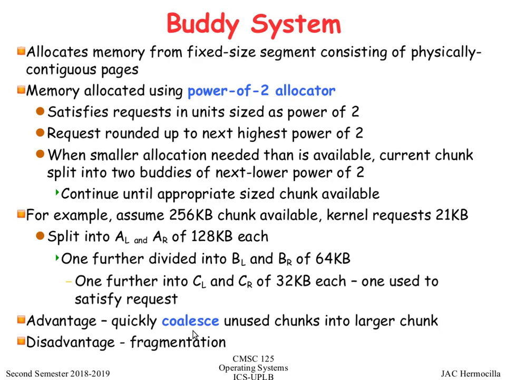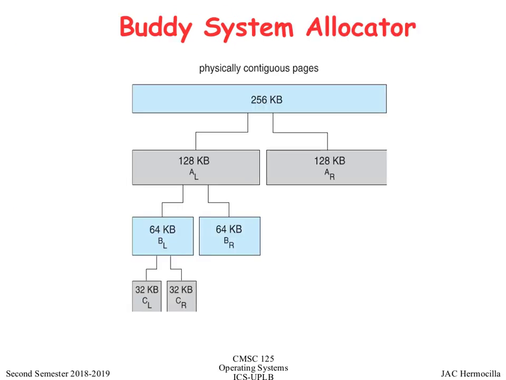Okay? So, the advantage of this buddy system is that when the kernel requires a larger chunk of memory, pwede niyang i-merge na lang, okay? Via what you call coalescing, okay? And the disadvantage, of course, is fragmentation. So dito, 21 KB ang kailangan ng kernel, pero ang inallocate sa kanya ay 32 KB. So merong internal fragmentation. Okay, you get the idea? So this is how it's done. You have the contiguous page, divide into two, and then satisfy the request of 21 KB. Okay? That's the buddy system allocator.